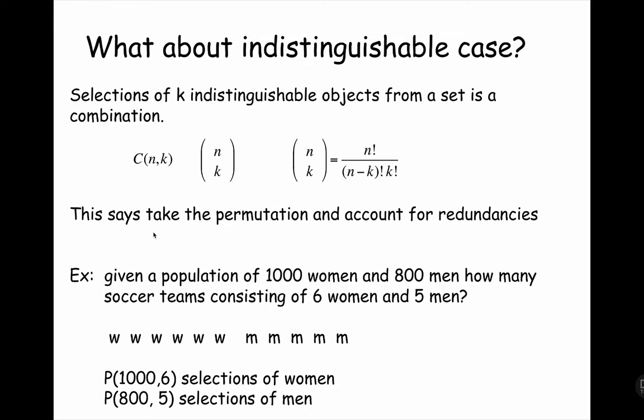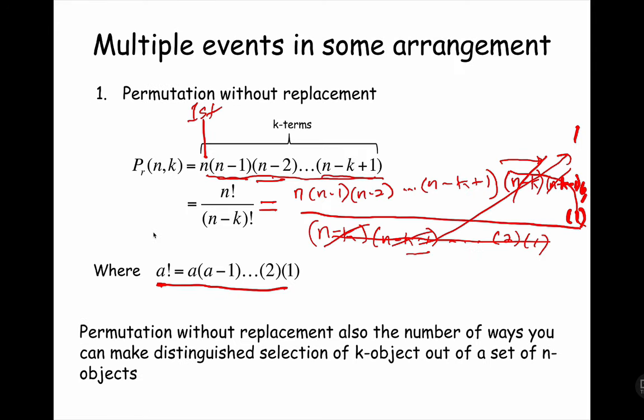So, what about the indistinguishable case? In this case, permutation, it was distinguishable, right? So if you picked blue and green, the individual identities matter, right? Just like female, male, male, female.